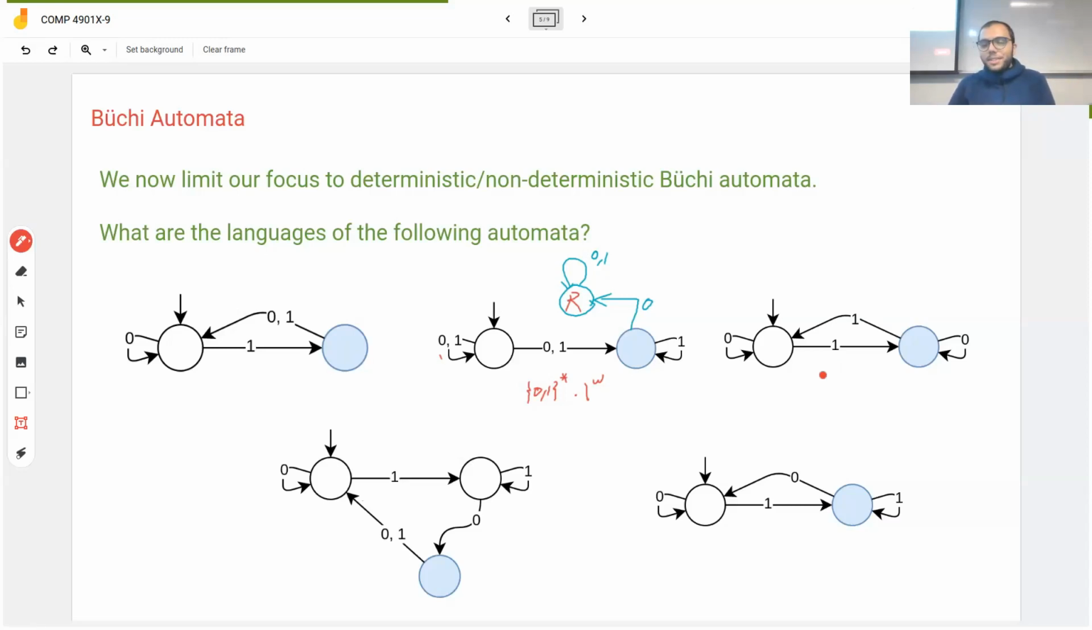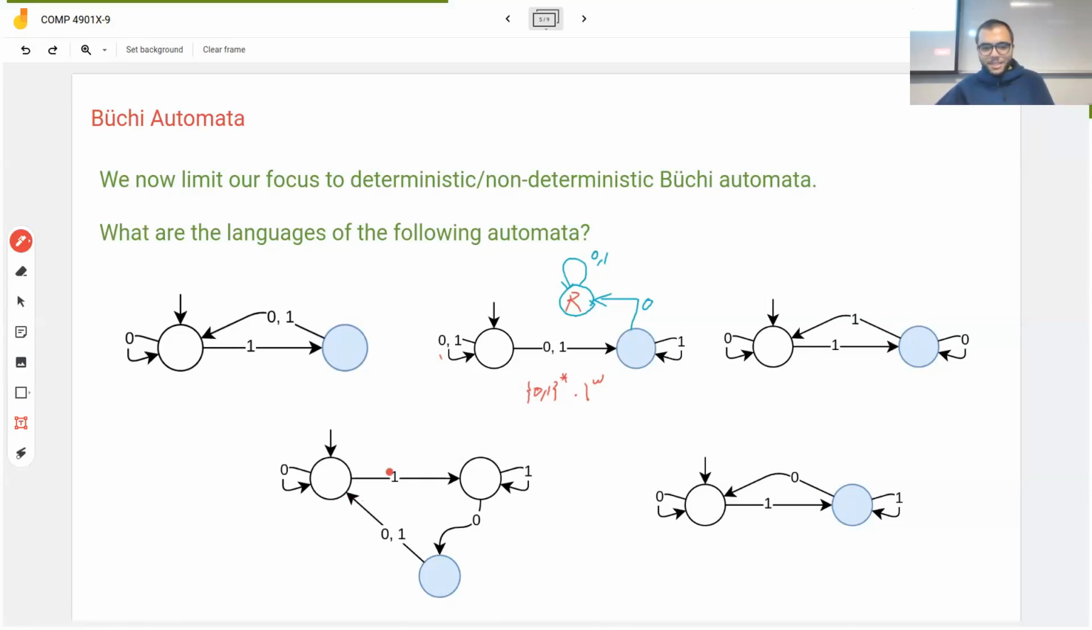Now, what's really interesting here is just how expressive we are. This is a very strange kind of language, but we could express it with just two states in our automaton. And we will see later that these automata are extremely expressive. There are so many different properties that you can write as an automaton.